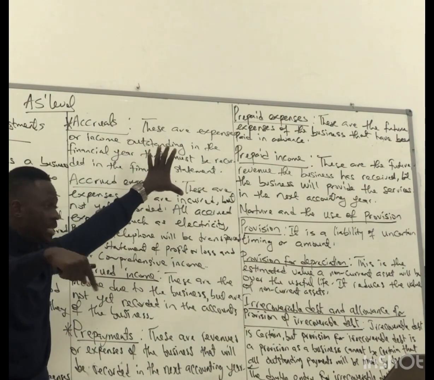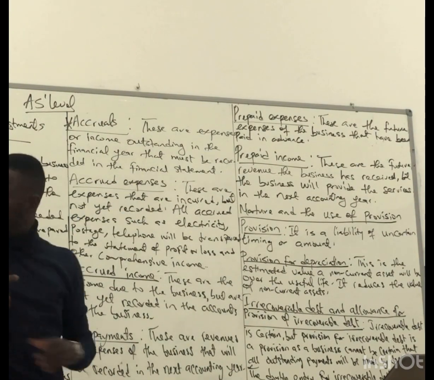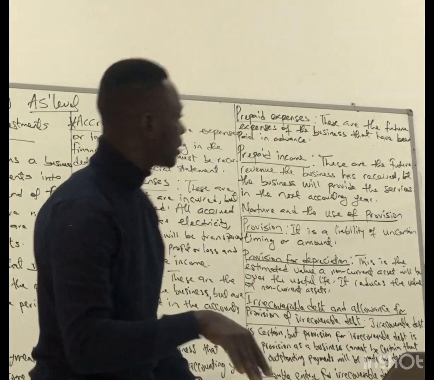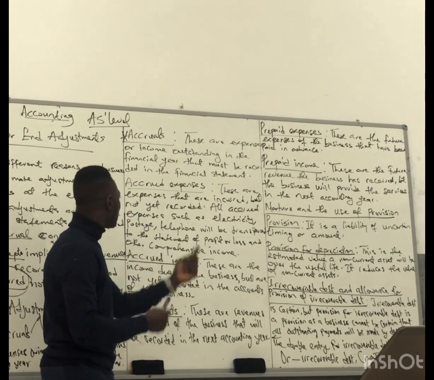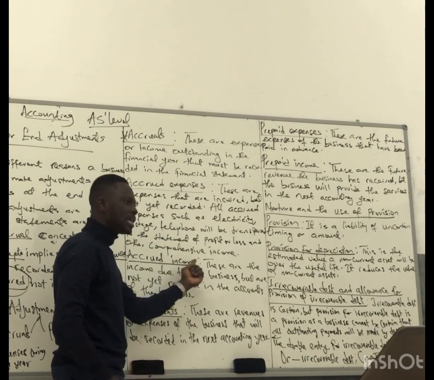It has to be recorded. If it is income or expenditure, it has to be recorded in this financial year. That's why we call it accrual. We have two types of accrual. We have accrued expenses and accrued income.